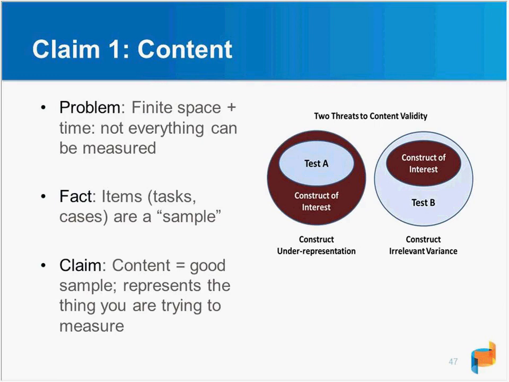The content validity claim, therefore, is that whatever was included in the tool is a good sample. It's the right sample. Maybe it's even a better sample than someone else's tool measuring similar stuff. And the threats to content validity, as shown in the bubbles on the right, are that the instrument content either underrepresented what you're trying to measure or includes too much irrelevant stuff. Feels like we've heard this before, right?